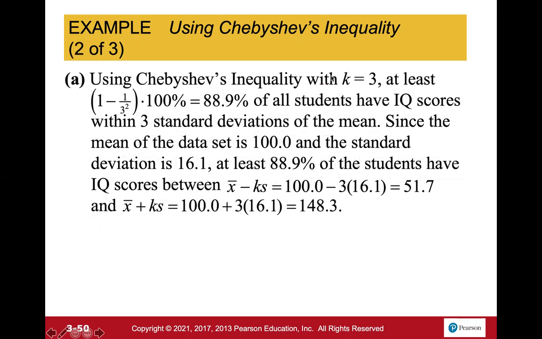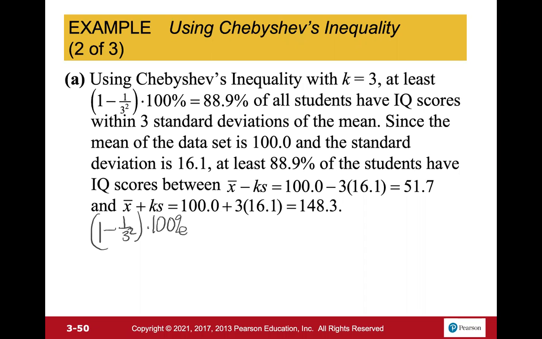So using Chebyshev's inequality with k equaling 3, at least 1 minus 1 over 3 squared times 100%. This ends up being 88.9. So I'll show you how they got that number. We have 1 minus 1 over 3 squared, and we're multiplying that by 100% and seeing what we get.